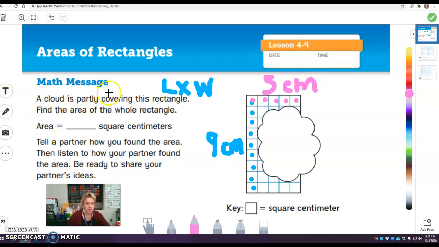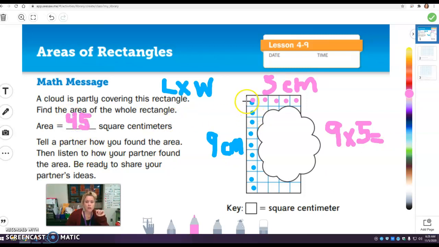So in order to figure out the area of this particular rectangle, I need to what? Take my, you're right, length times my width. So 9 times 5. And that is a great number for me because I'm really good at skip counting by 5s, which all of you are. So let's skip count by 5s 9 times to get our number. So 5, 10, 15, 20, 25, 30, 35, 40, and 45. Very good. So our area for our math message is 45.